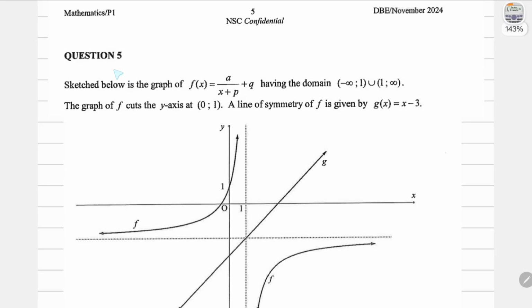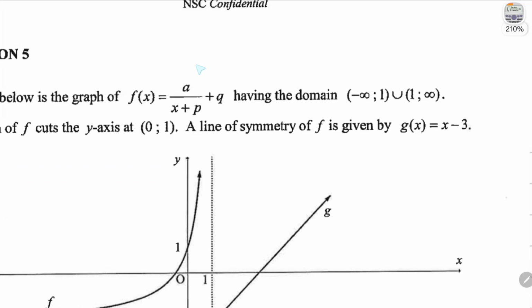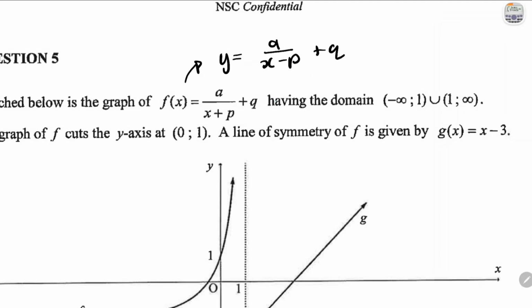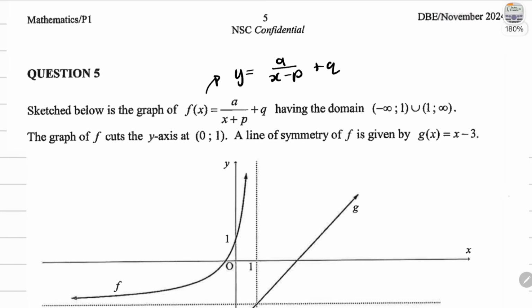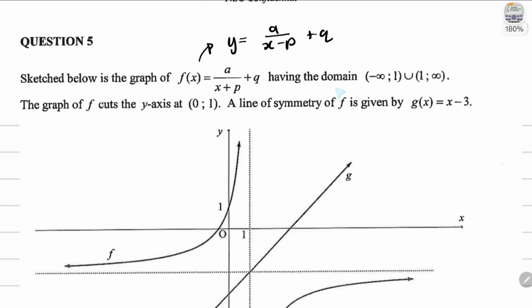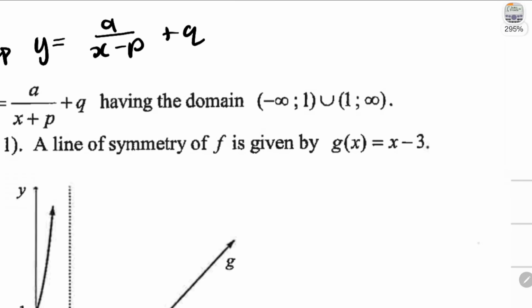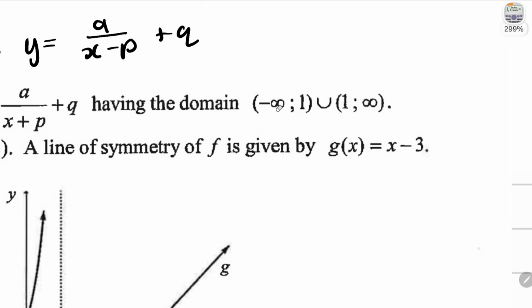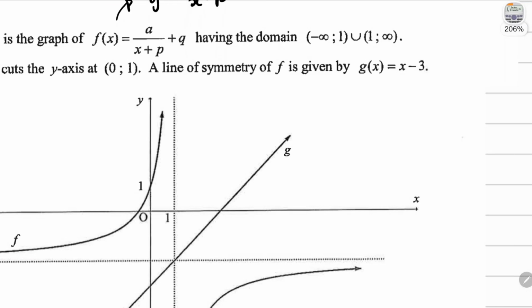Question 5 says, sketched below is the graph of f of x equal to, and this is a hyperbola. But the thing about this hyperbola is it's not in its original format. Remember that the original format is this. So they're clearly just trying to make you think a little more there. And then they say having the domain where we have, okay, so it's going from negative infinity to 1 and then union 1 to positive infinity.